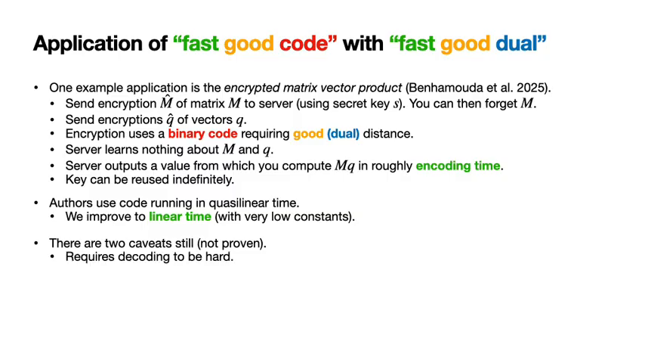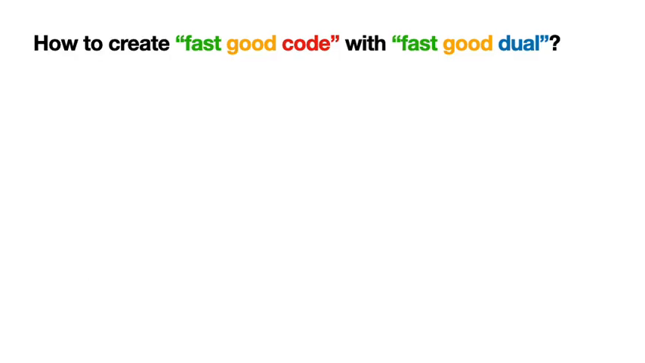One is that the decoding of the code has to be hard, which we certainly expect to be true but haven't proven. Moreover, we require giving the code in a so-called systematic encoding, which I won't go into here, but which we also didn't prove. So, hopefully this has motivated to you that a fast good code with a fast good dual is an interesting pair of objects. I'll now say a little bit about how we constructed this object.